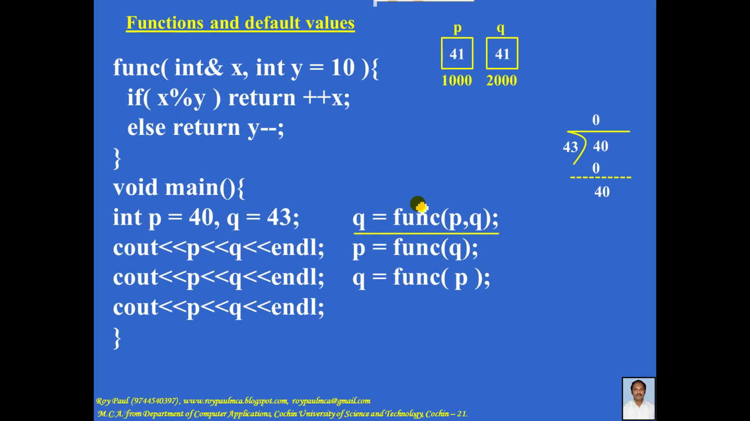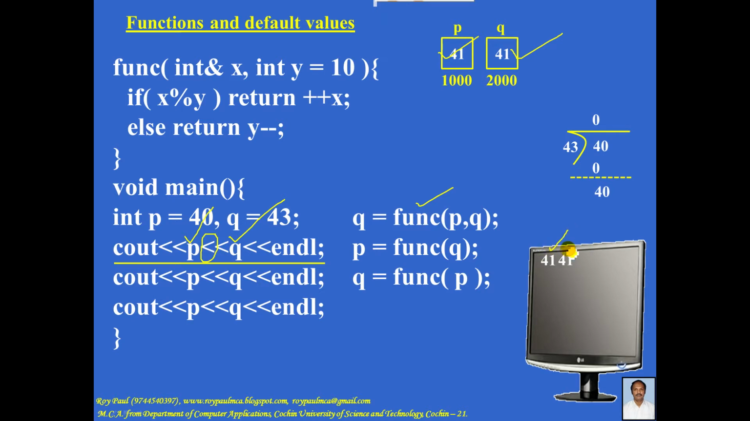Now, after this, next line, here you get the output, cout output operator p, 41. There is no output operator space, so without any space, output operator q, 41. So in the computer's monitor, you get 41, 41, and because of endl, cursor goes to next line.